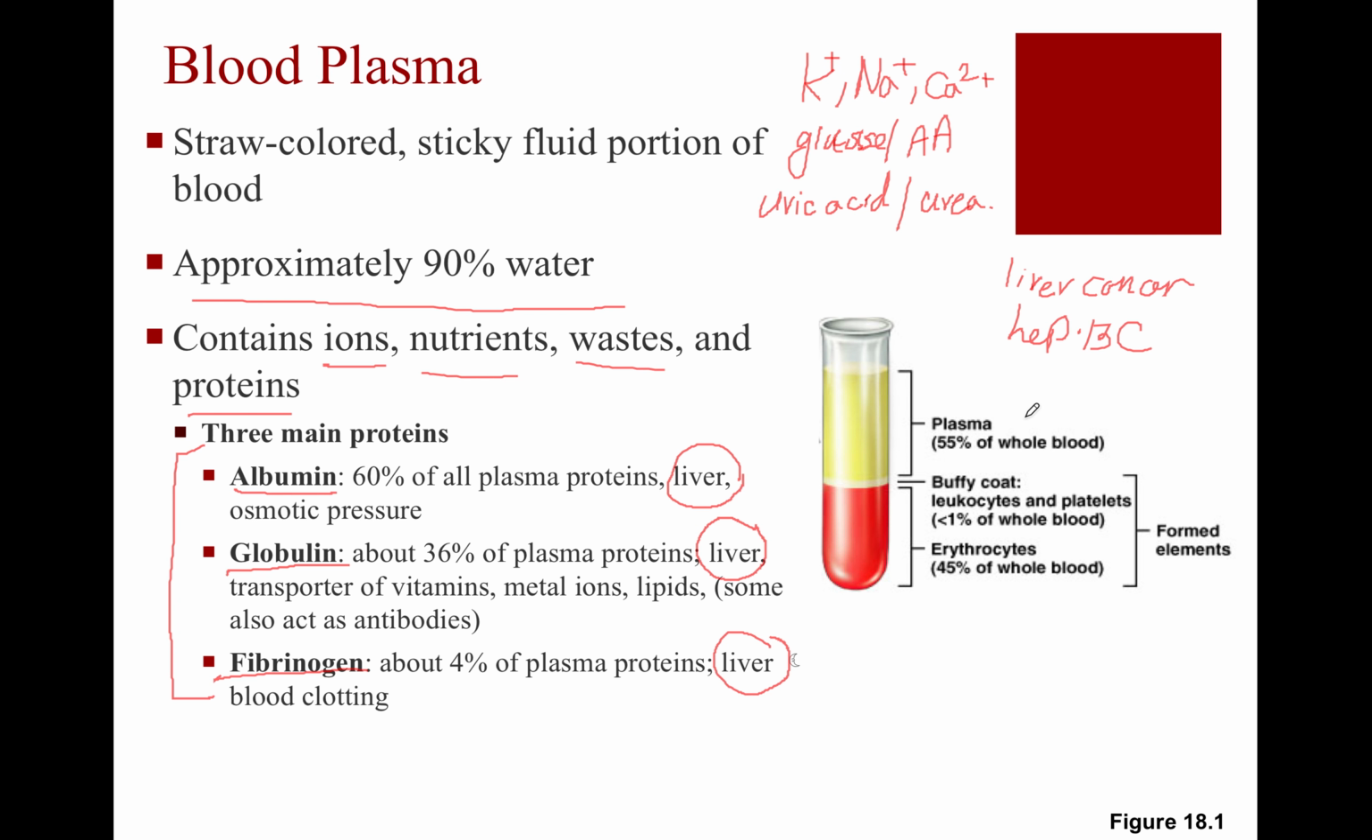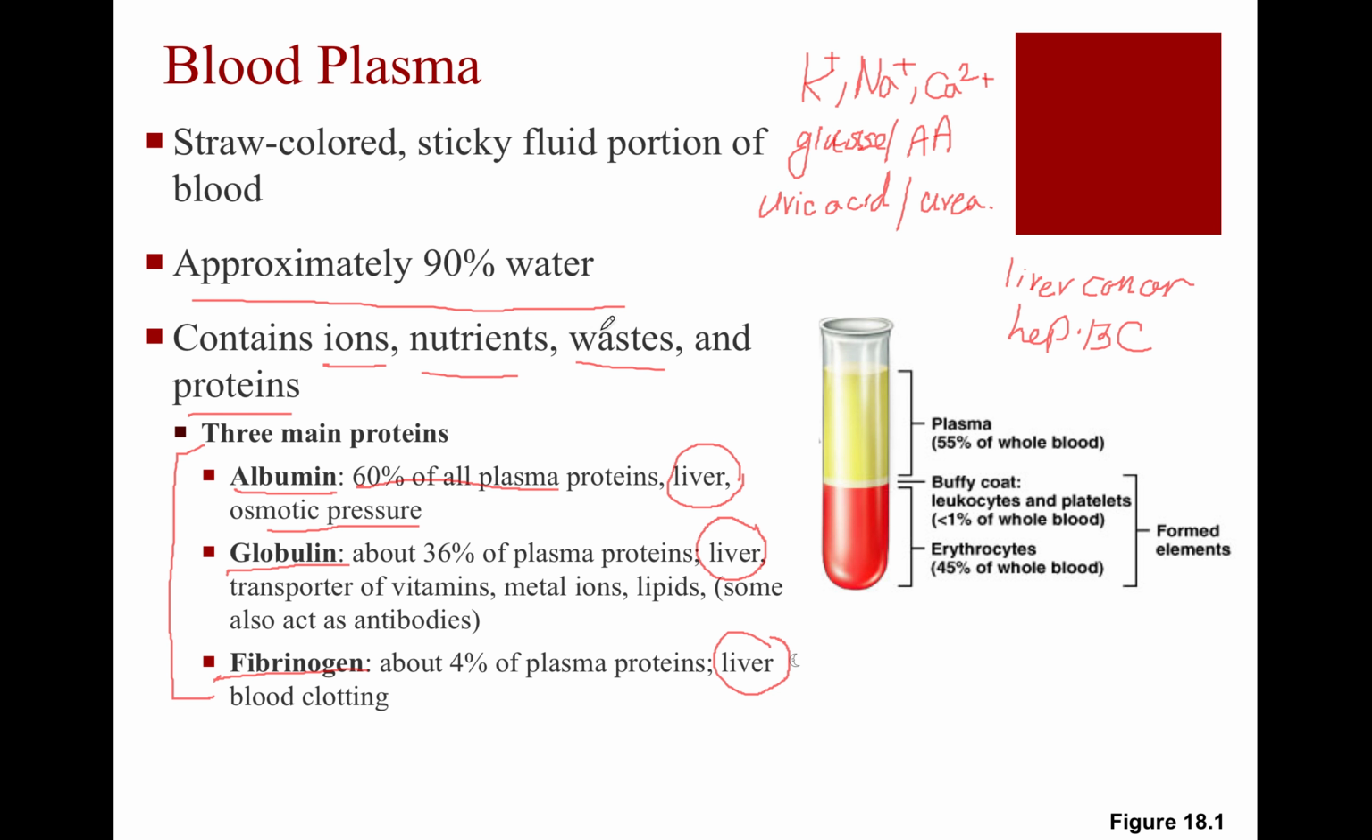So let's go ahead and look at these proteins in a bit more detail. Starting with the single most common one, which is your albumin, forming about 60% of your total blood plasma, which is significant. Now, what is its goal? What is its function? The most important function it has is osmotic pressure.